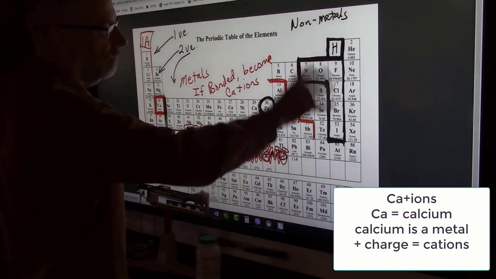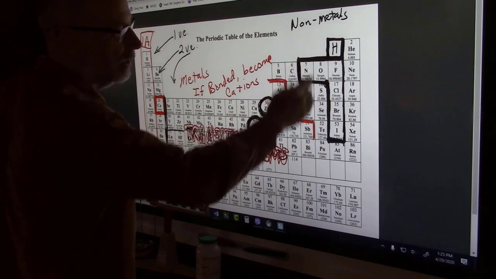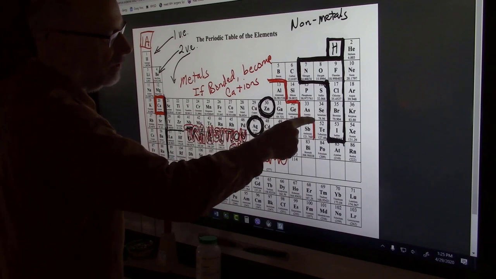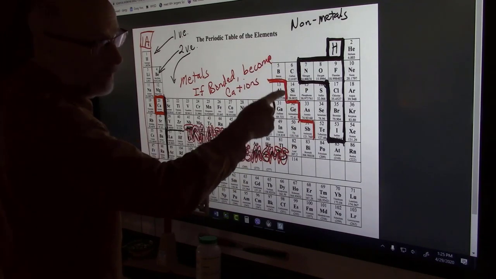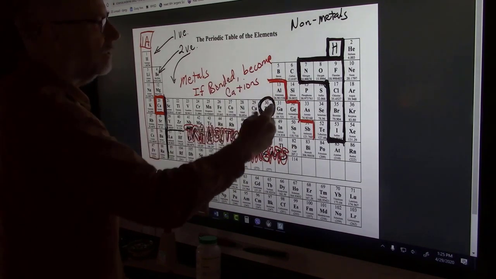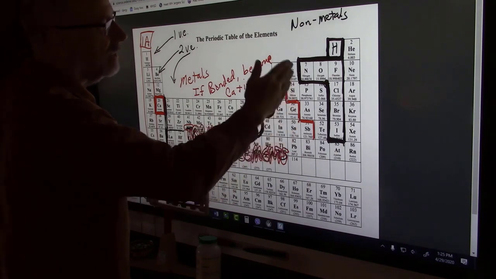So anions form over here, things that get a -1 charge, -2 charge, like oxygen, sulfur, selenium, or a -3 charge with nitrogen, phosphorus, and these guys in this column here.